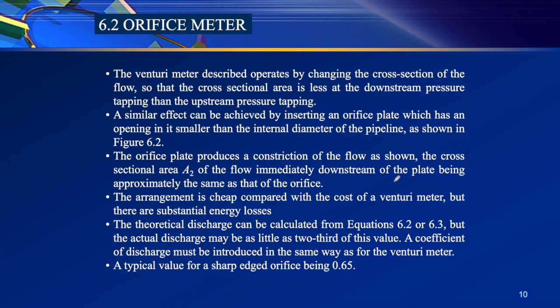So what about the orifice meter? The venturi described operates by changing the cross section of the flow, so that the cross-sectional area is less at the downstream pressure tapping than at the upstream pressure tapping. For a similar effect, we are not talking about the fabrication, the shape of that flow meter. We are talking about the effects.